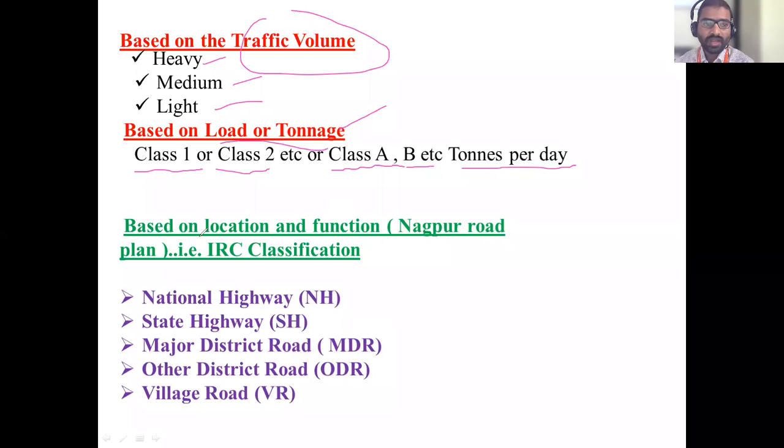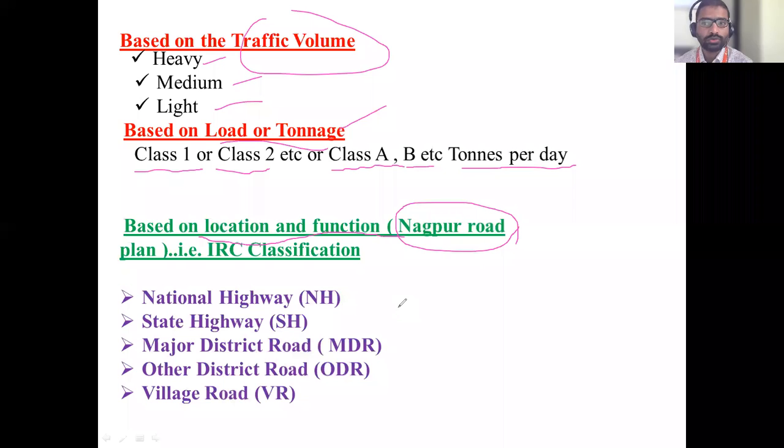Next, based on the location and function, see, the Nagpur road plan. What is the Nagpur road plan also called? The first 20-year road plan, 1943. I have given it there. The first 20-year road plan is also called the Nagpur road plan. The second 20-year road plan is called the Bombay road plan. Then the third 20-year road plan is also called the Lucknow road plan.